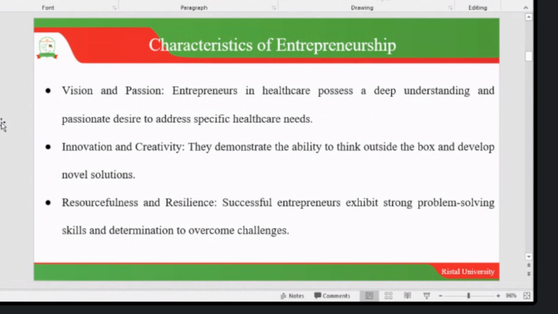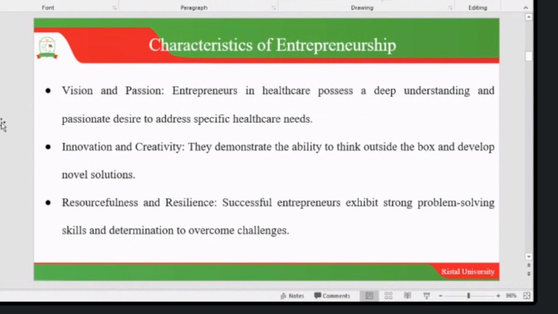Then there is innovation and creativity as a very vital characteristic of entrepreneurship in healthcare. Entrepreneurs who possess this virtue demonstrate the ability to think outside the box. For you to be a very successful entrepreneur, you don't have to think ordinarily. You have to think out of the box, create solutions that are innovative in nature, that are novel, unique and not common. Because if you are going to tackle issues of healthcare, you need to create those novel or new solutions. The healthcare setting is very dynamic, so you also need to be very innovative to be successful as an entrepreneur.